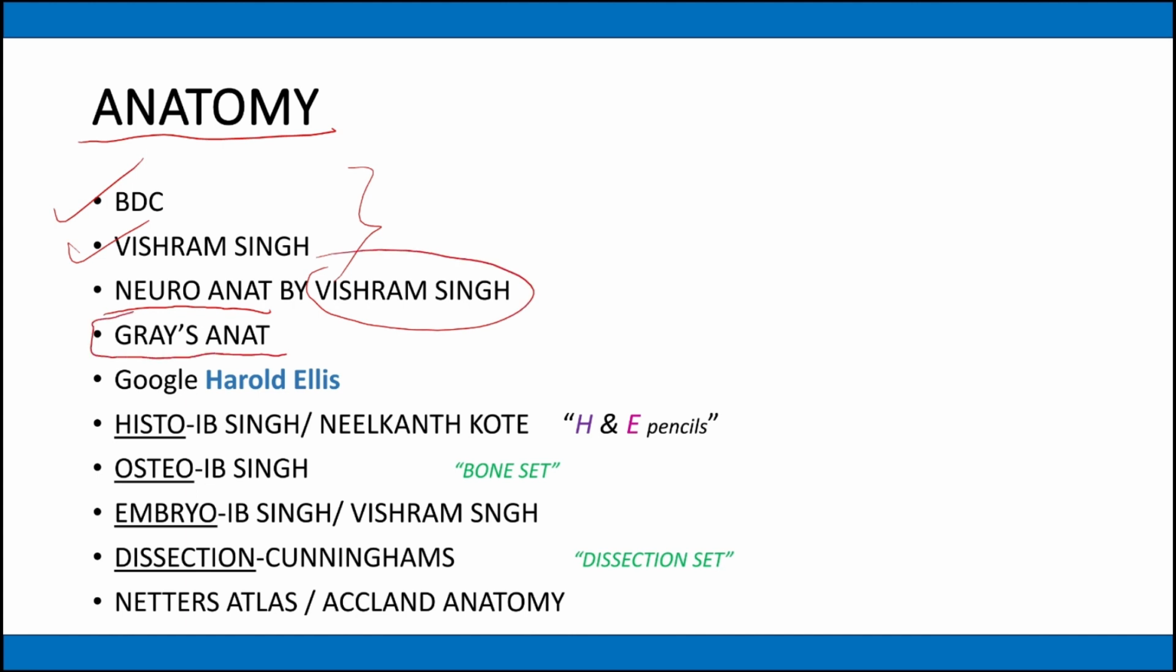And Gray's Anatomy is the standard book which many students use. I just want to say you can just Google this name, Harold Ellis. He is like FRCS UK, I think. He has written many books about anatomy. You can refer to these books. These are a standard in UK. Many people use this for MRCP, MRCS exams also. Very good books on anatomy, basically clinical anatomy, surgical anatomy.